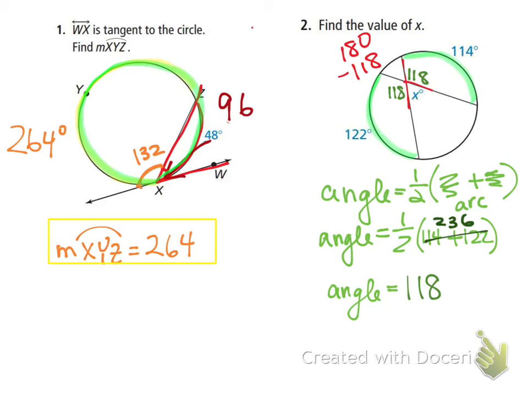But either way, what's 180 minus 118? 62. Yes, degrees. How did we get 118? One half times the two arcs added together. That makes sense. One half of 236. Are we okay?